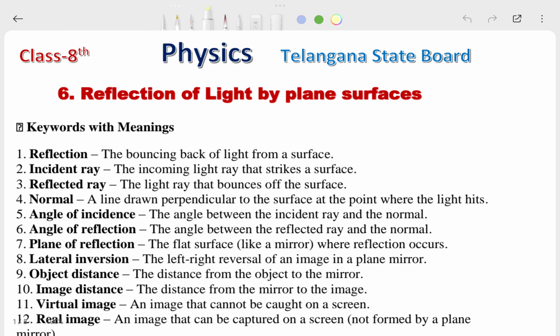Today we are going to talk about our class 8 physics chapter, reflection of light by plane surface. In this video, we are going to see the question answers of this chapter, including keywords, MCQs, question answers, experiments, and project work. Okay, so let's start.